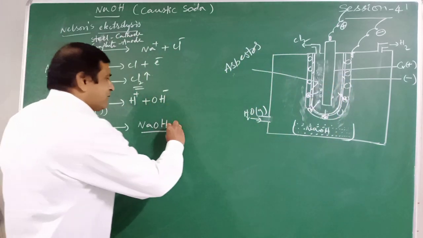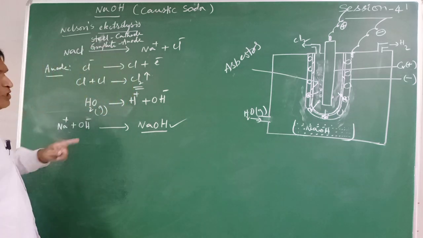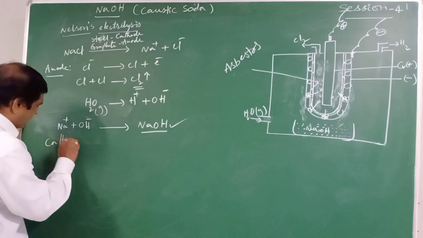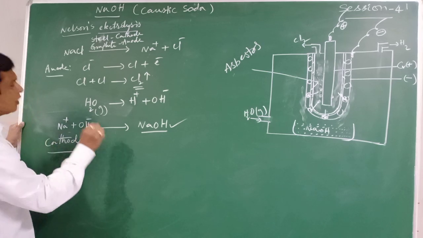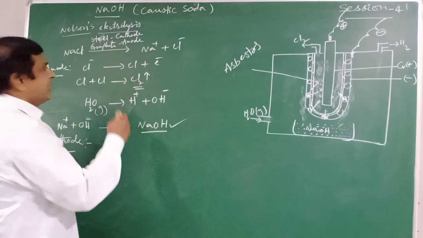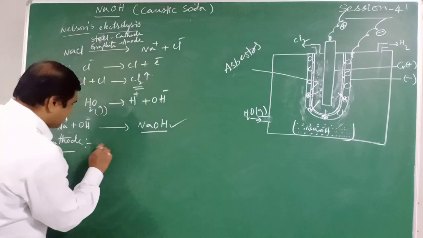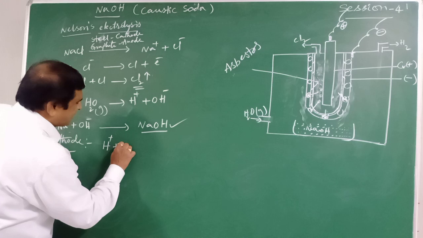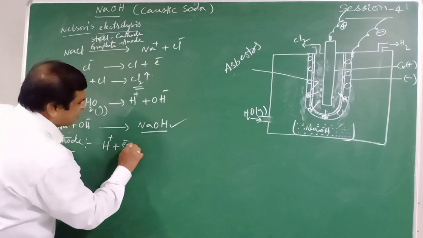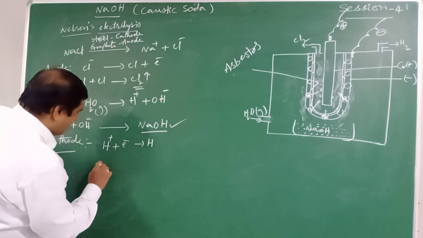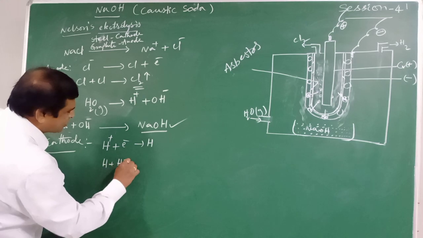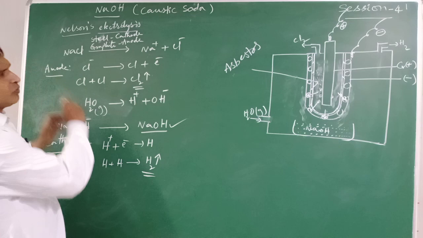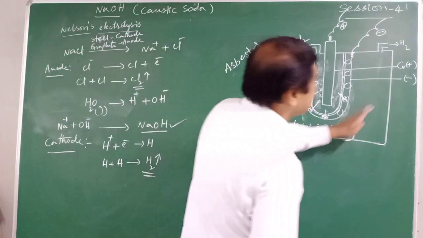Sodium hydroxide is collected in the receiver. Now, at the cathode, what happens? At the cathode, H plus ions get reduced and liberated as hydrogen. H plus H gives rise to H2 gas. Hydrogen gas is liberated at the cathode.